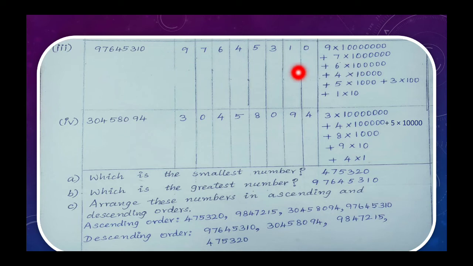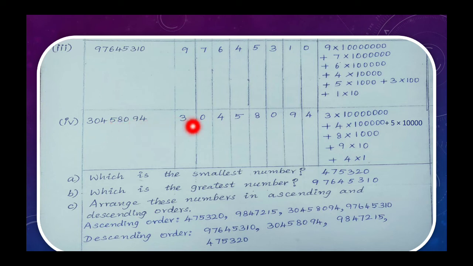Now we expand. 9 into 1 crore plus 7 into 10 lakh plus 6 into 1 lakh plus 4 into 10,000 plus 5 into 1,000 plus 3 into 100 plus 1 into 10 plus 0 into 1, which is not necessary to write. So stop with 1 into 10. Next number.